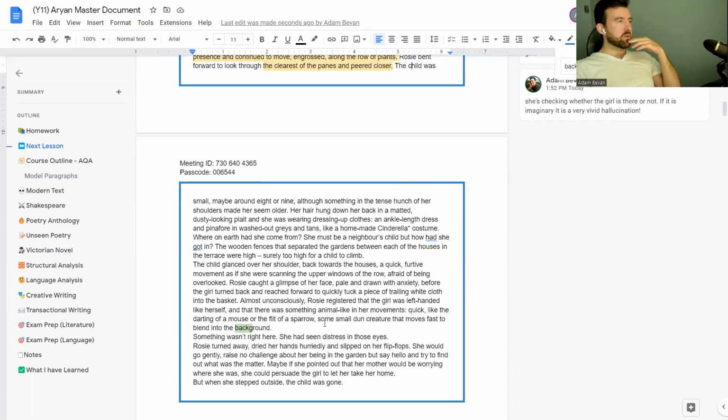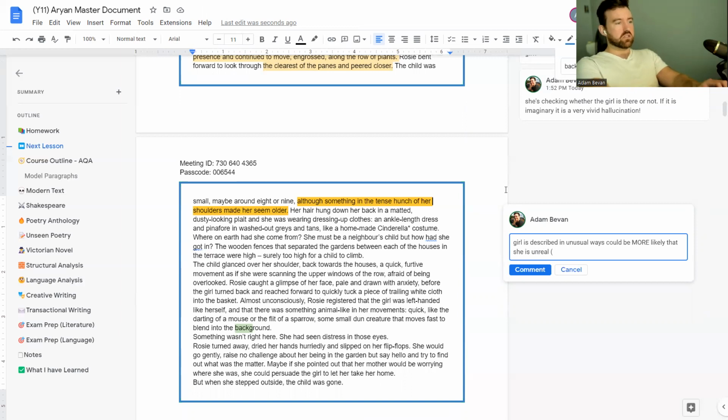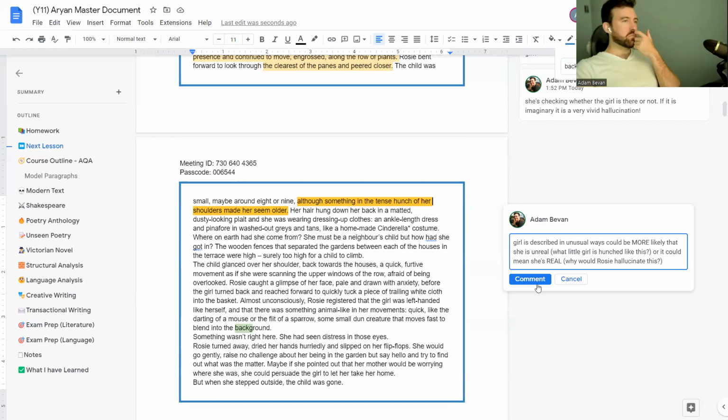The child was small, maybe about 8 or 9, although something in the tense hunch of her shoulders made her seem older. So the fact that the girl is described in unusual ways could be more likely that she is unreal, because what little girl is hunched like this? Or it could mean she's real, because why would Rosie hallucinate it like this? So again, it's somewhat agree.